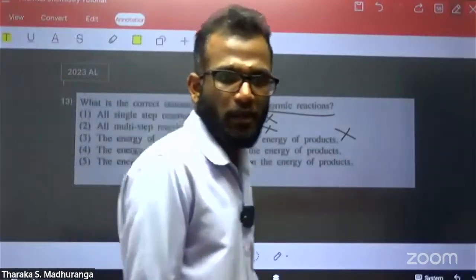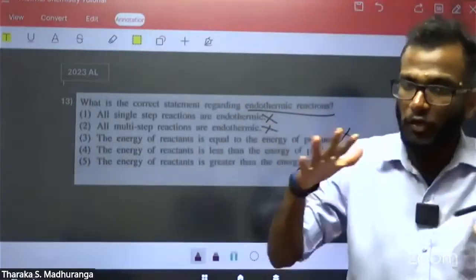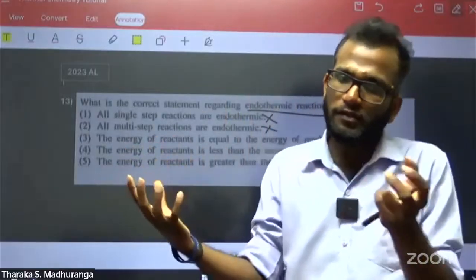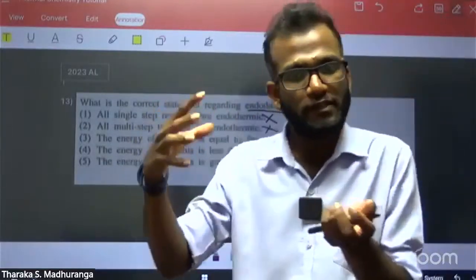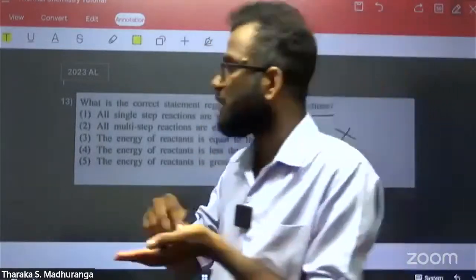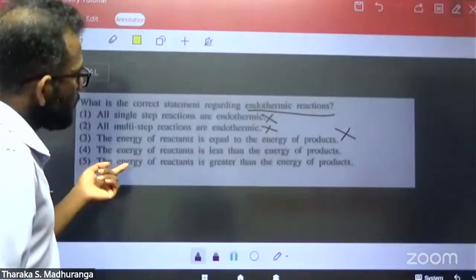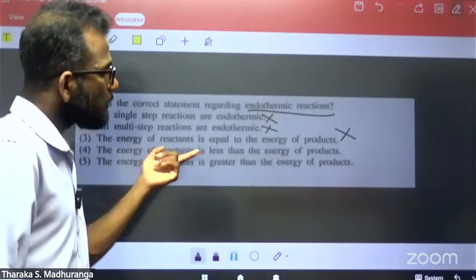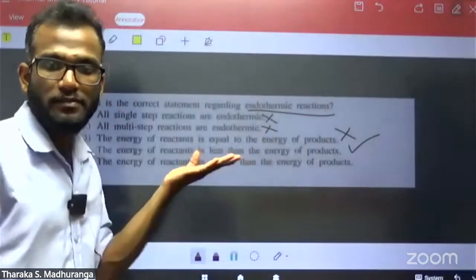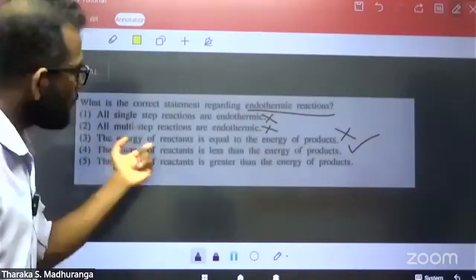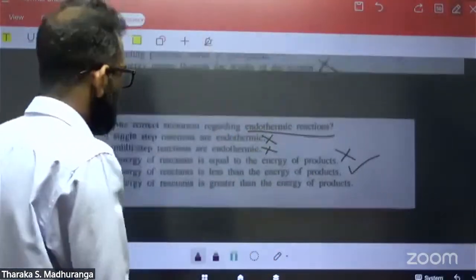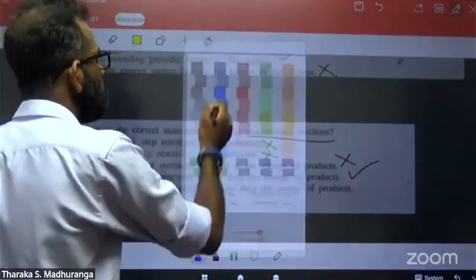Reactant energy and product energy cannot be equal, because an endothermic reaction means a reactant converts into product and some amount of heat is absorbed by the system. Therefore, the product energy level is greater than the reactant energy level. I think you can remember. The energy of reactant is less than the energy of product. Yes, yes, yes. Product energy is greater. Again read, the energy of reactant is less than the energy of product. Yes, because I already explained.